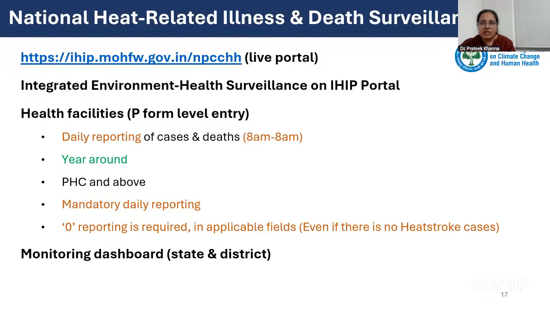It will also increase the numbers regarding how many facilities are reporting. Okay, in health facilities, we have a P form level entry where they have to daily report the cases and deaths, from 8 a.m. to 8 a.m., a 24 hour period. PHC and above should do it, and mandatory daily reporting is there. And as I said, zero reporting is required. If you do not have any case, it doesn't mean you just ignore this IHIP portal. You just write zero in that place and submit it.